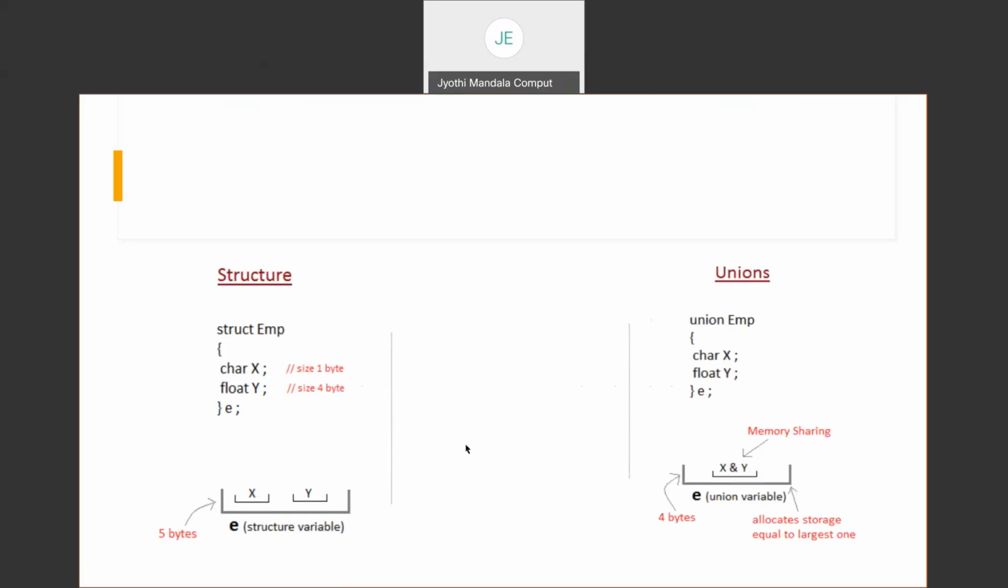But if you modify this as a union, then what happens is, here also we have taken the same char X which requires 1 byte and float which requires 4 bytes. Now in this case for E, it will not allocate the total like a structure, it will allocate the largest size. What is the largest among these two? 4 bytes. So it will allocate only 4 bytes, and those 4 bytes will be shared by the X variable and the Y variable. So memory sharing is possible here, and the allocation is always equal to the largest one. So here 5 bytes will be allocated, here only 4 bytes will be allocated.